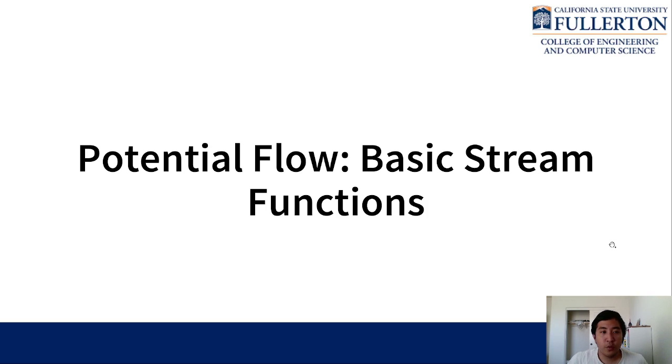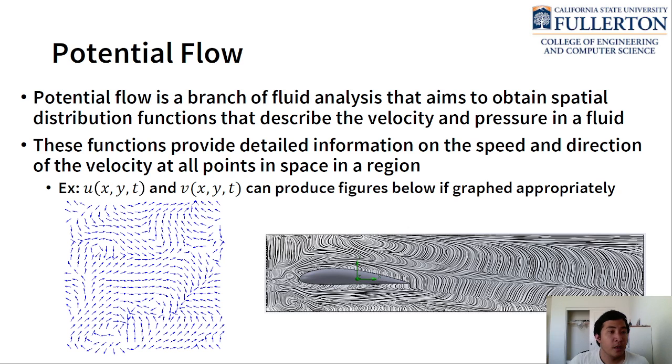Okay, so in this video we're going to be reviewing the basic stream functions that you can use in potential flow. Potential flow is a branch of fluid mechanics where the main goal is to solve for these functions for velocity. What you're looking for in potential flow is very detailed pictures of what the velocity looks like at all points in space. You should be able to draw fields like this and like this using potential flow.